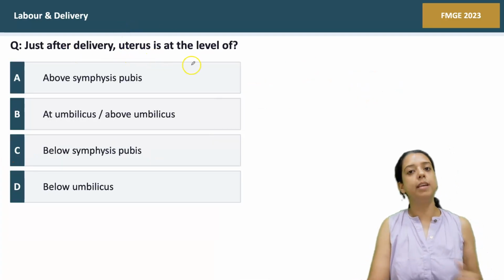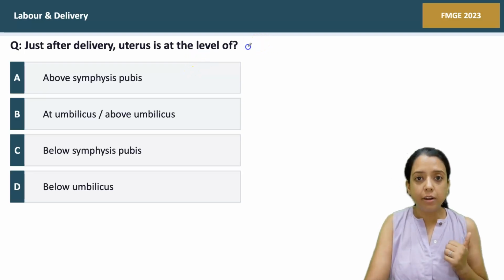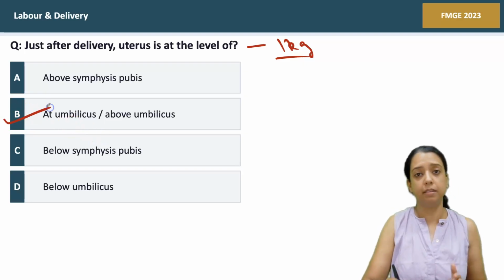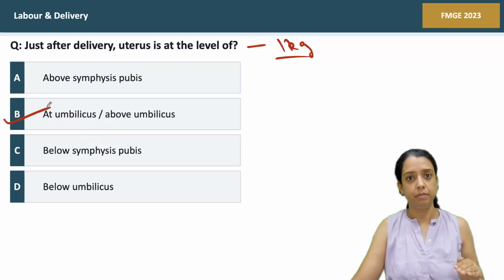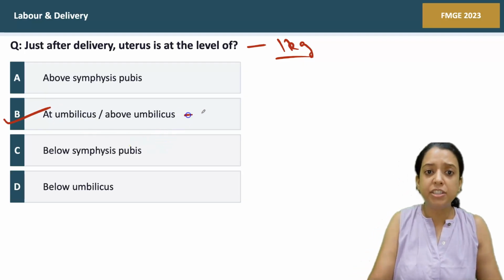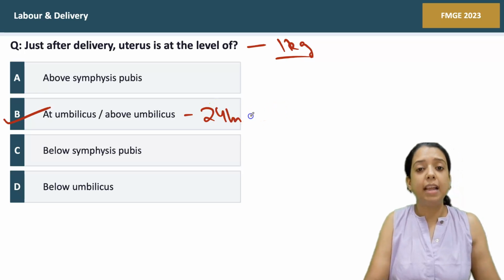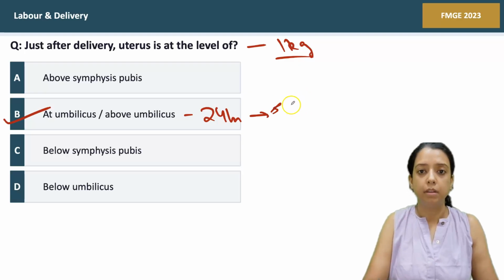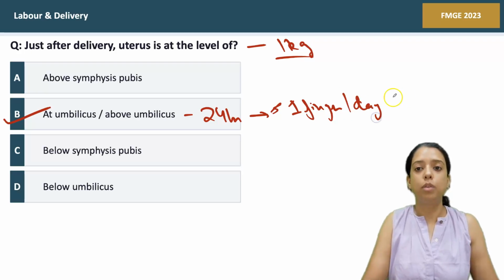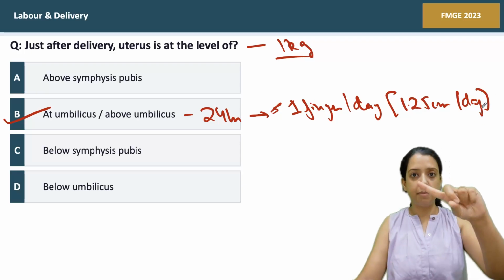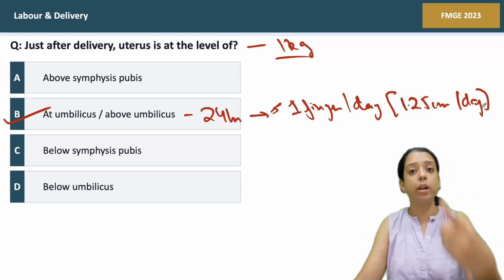Just after delivery, the uterus is at the level of... So immediately after delivery, the uterus weighs 1 kg and lies at the umbilicus, at the upper border of the umbilicus. It stays there for 24 hours and then involution starts at a rate of 1 finger breadth per day. You can say 1.25 centimeter per day. So 1 finger breadth per day after 24 hours.